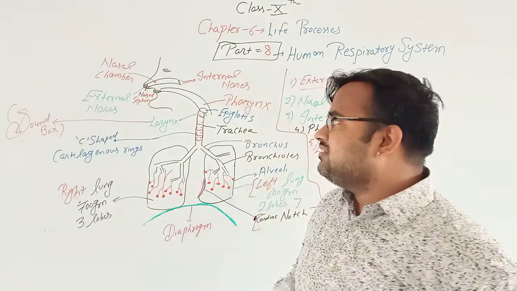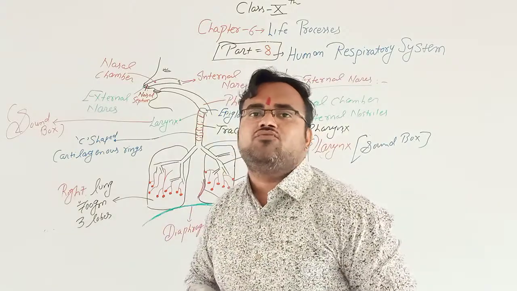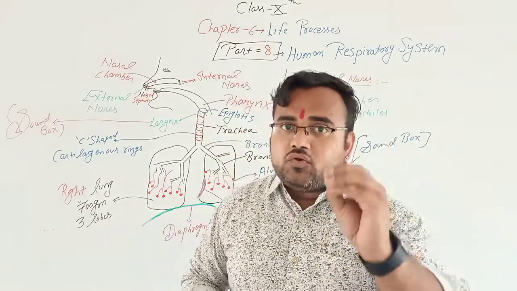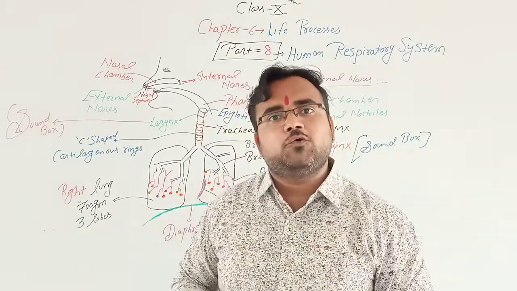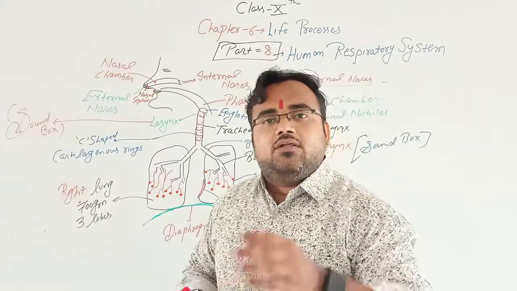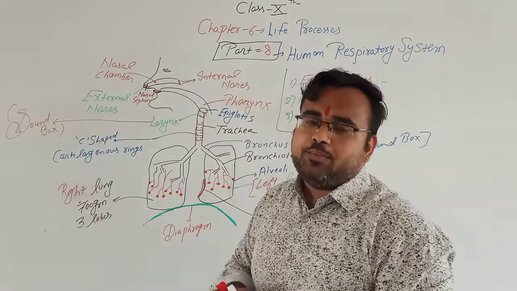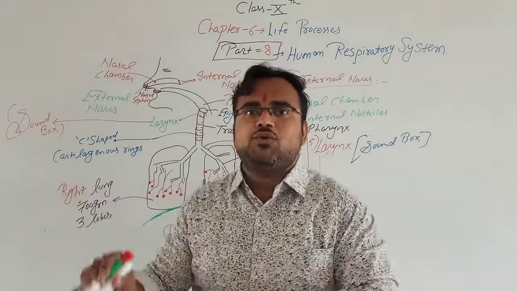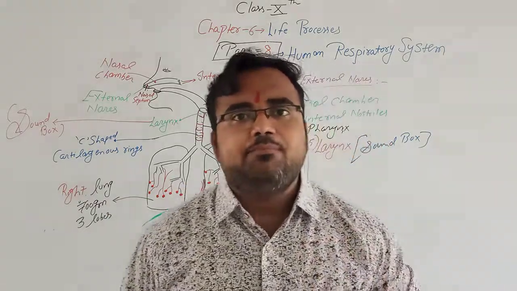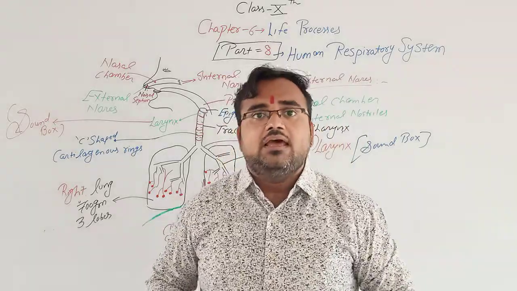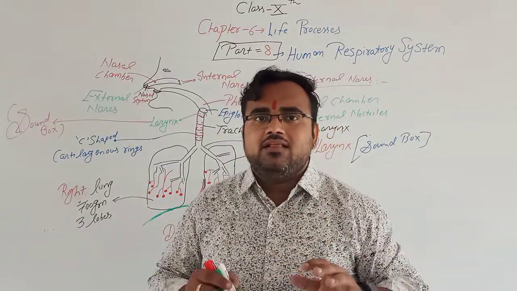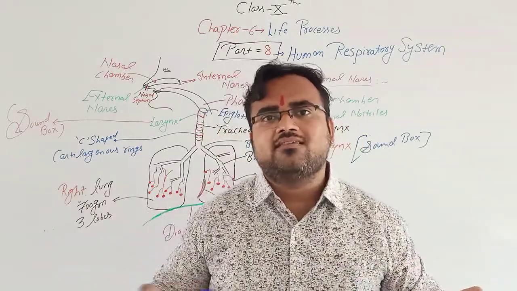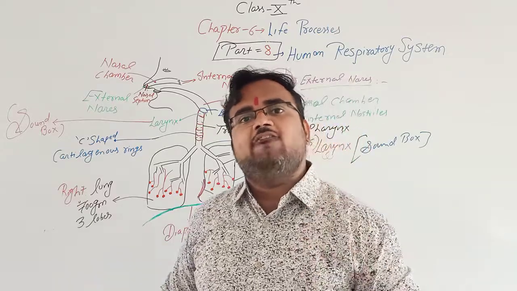Then there is one structure present in the larynx, which is known as the vocal cord. The vocal cord is also known as Adam's apple. The most important point is that the vocal cord is more developed in male as compared to female. Therefore the voice of male is a little bit harsher than the female. Females have a soft voice and males have a little bit harder voice because of the development of the vocal cord.